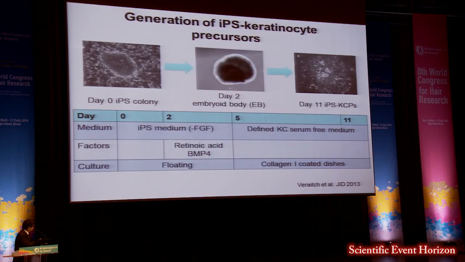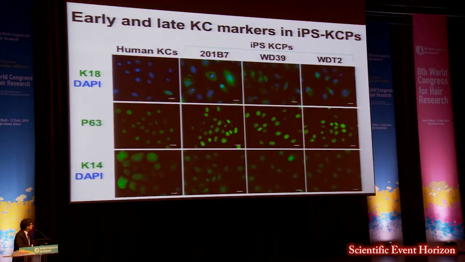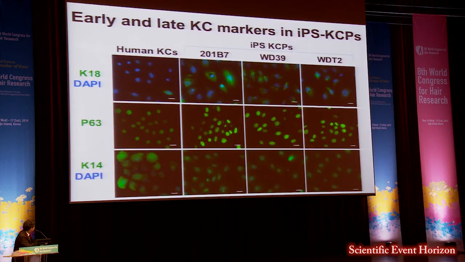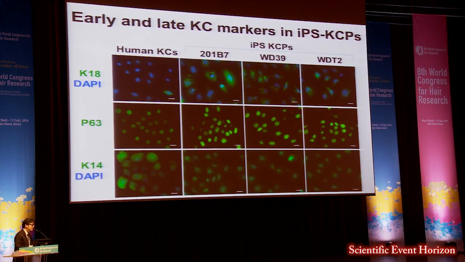By adapting retinoic acid and BMP signaling, we are able to generate keratinocyte precursor cells or epithelial precursor cells, which we call EPCs or KPCs, from the iPS cells. We generated iPSC-derived KPCs from 3 independent cell lines, and as you can see, those iPS cell lines can be converted to early keratinocyte progenitors expressing K18 and K14, as shown with the green staining here.